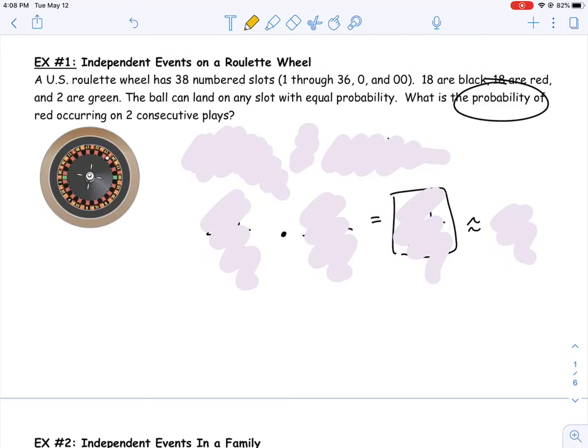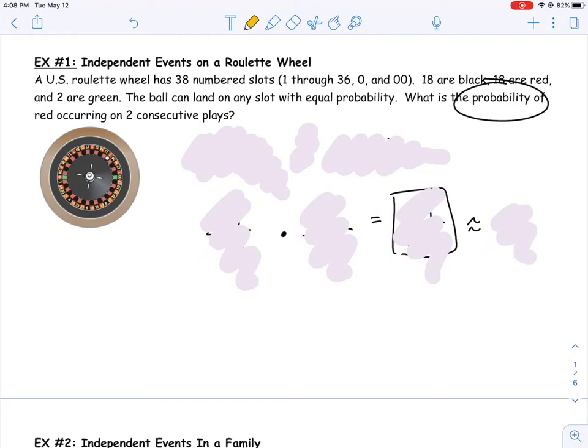Now, you have to kind of interpret this one a little bit. What this is saying is what is the probability that when you roll the first time you'll get a red, and then when you roll the second time you'll also get a red. Now when I roll the first time, I can land on whatever number and whatever color. When I go to roll the second time, it really doesn't matter what I rolled the first time. It won't affect what happens the second time. And so these are two independent events.